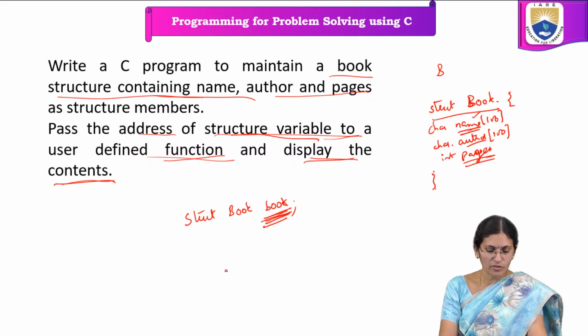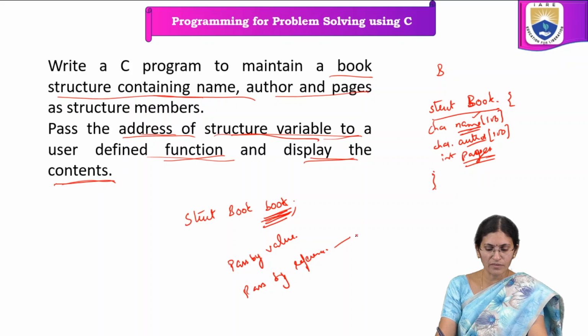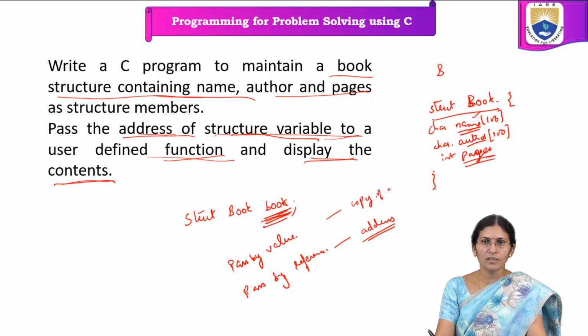So a structure variable also can be passed in two ways. The first one is pass by value, and the next one is pass by reference. When you are passing the address, that means we are passing the structure by reference. Pass by value means we are just passing a copy of the structure. In pass by reference, we are passing the actual address of the structure here.